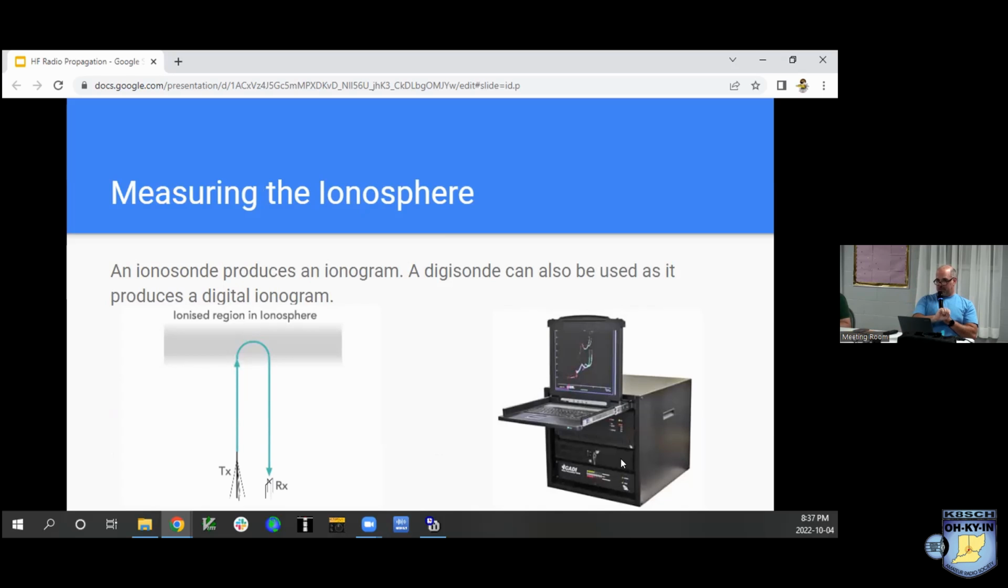It starts off at one frequency and takes about a minute to go all the way through a range of frequencies, and it sends a signal straight up. And then you see there are two antennas, a transmission antenna and a receiving antenna, and we get that reception. And on the right-hand side is the actual computer that interprets that.